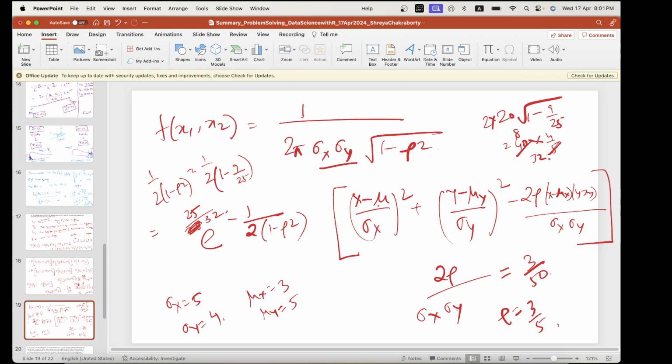This is how you have to solve it. Wherever in the numerator you find this form, x minus mu x, y minus mu y whole square, you just assume this is mu x, this is mu y. And then this cross product term should also be there. Then you should definitely verify whether you get the same rho: if you derive rho from one of these components and substitute it in the other component, the values should match. That's all you need to do.